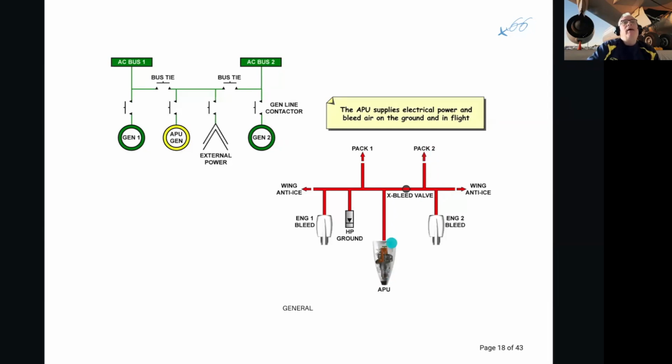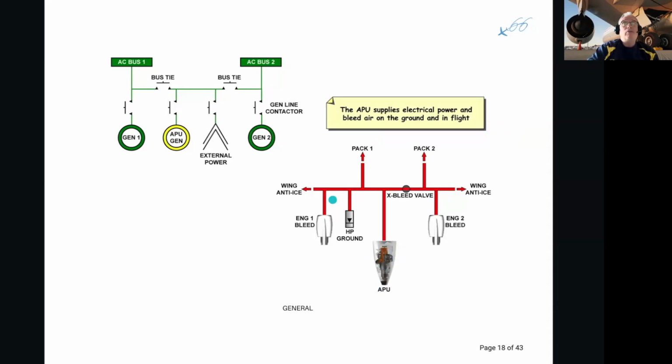On the ground, let's say the APU is also unserviceable. I can provide HP ground air to supply the packs, but I usually conserve this to help me provide the high volume air that I need to start the engine, which will then be able to provide bleed to the cabin. Okay. All good? So the APU itself is a power generator.